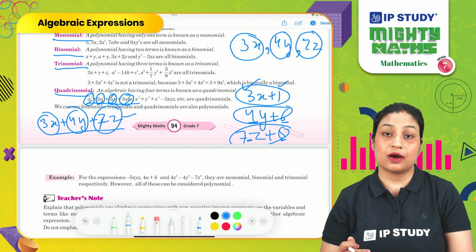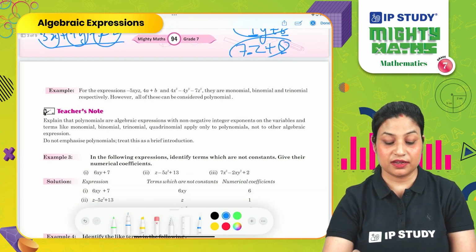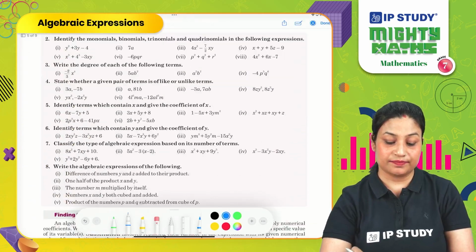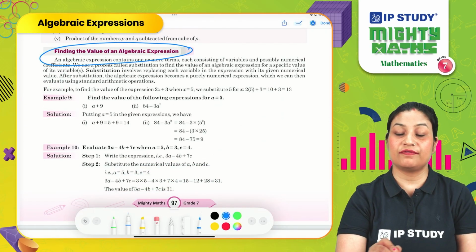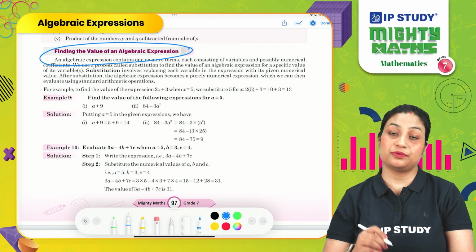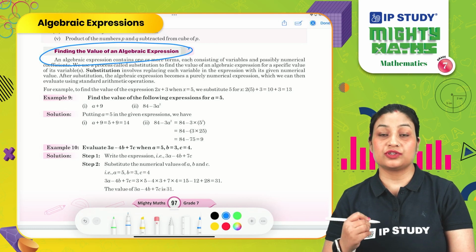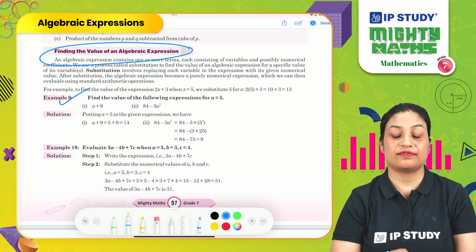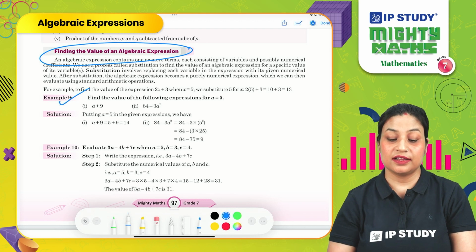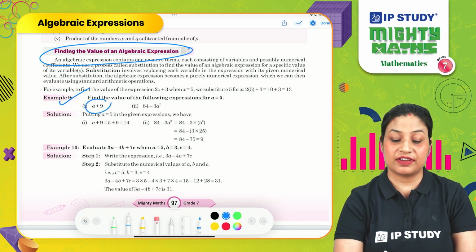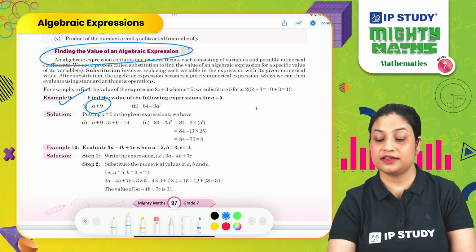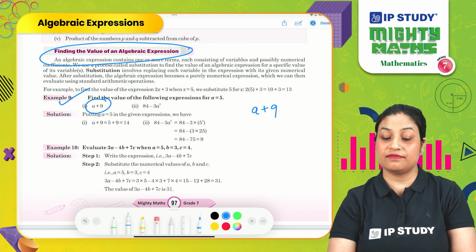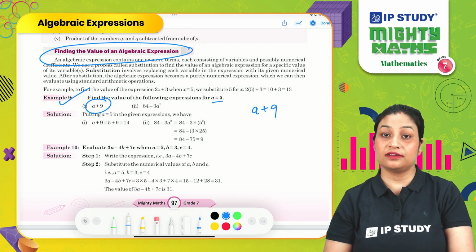So now let's move on to the next topic. What is the next topic? The next topic is finding the value of an algebraic expression by substituting the value of a variable. So to understand that, let's quickly take an example. So we have example number 9. Here we have expression a plus 9, right? So I have to find out the value of a plus 9, and the value of the variable a is given over here, that is 5.